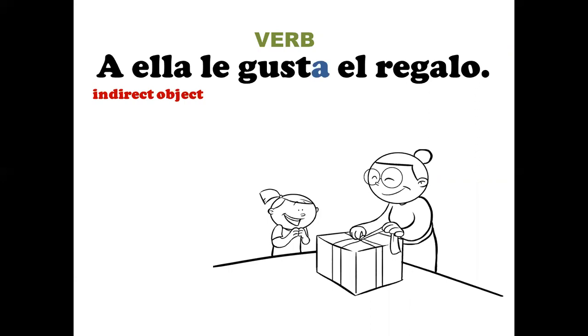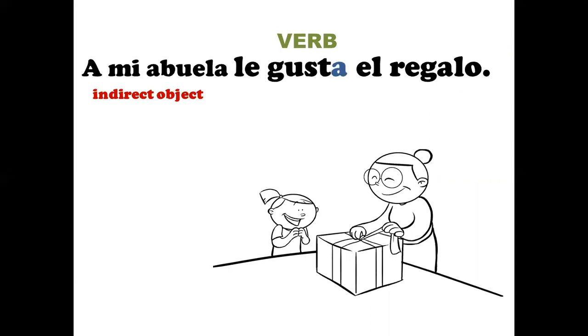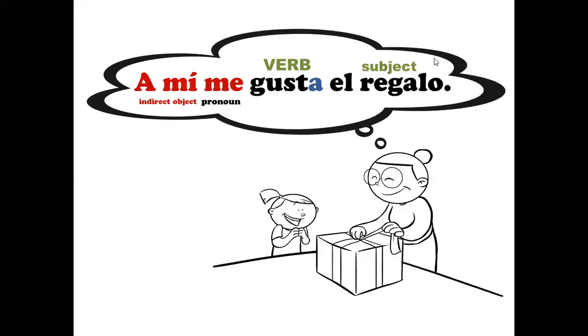But this is so you can specify who's liking it. In this case, it's not really very specific. It's not specific enough. So a ella le gusta el regalo doesn't work for us. You need to be more specific. A mi abuela le gusta el regalo. To my grandmother is pleasing the gift. Remember, you still have to have the indirect object pronoun. This doesn't go away even when you're clarifying. A mi abuela le gusta el regalo. And she thinks, a mí me gusta el regalo. I like the gift. A mí me gusta el regalo.